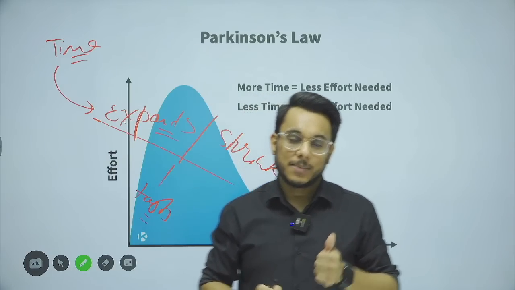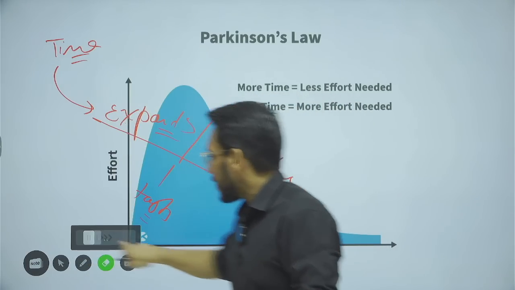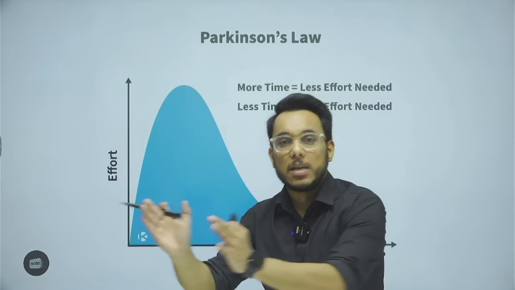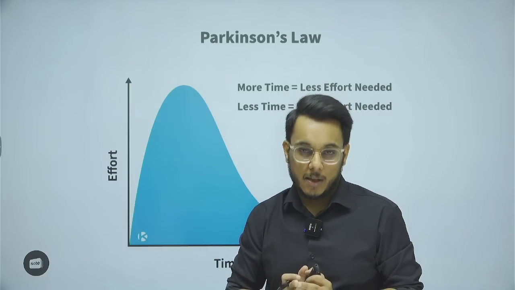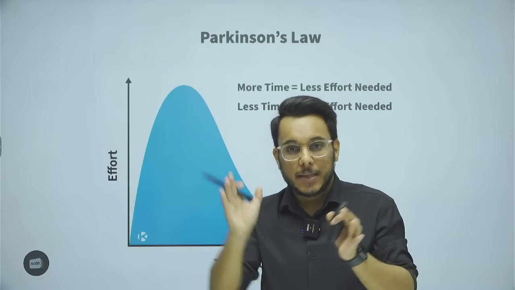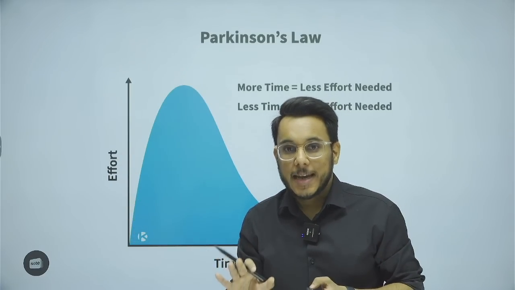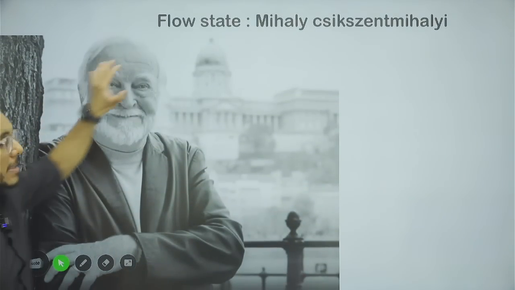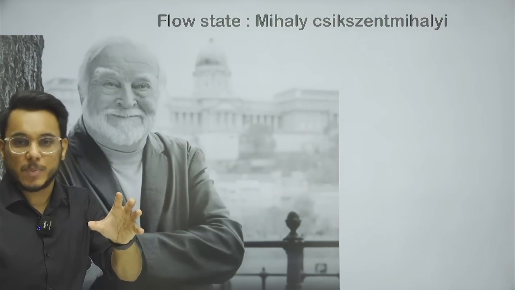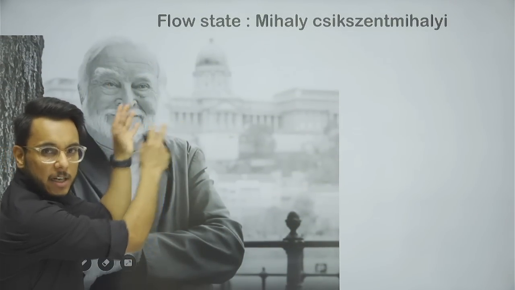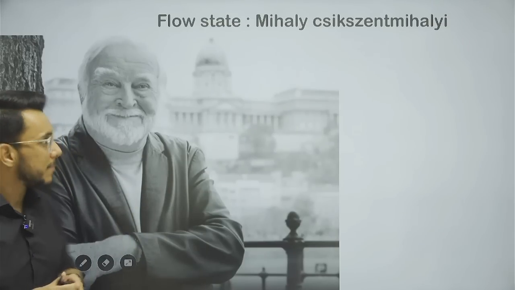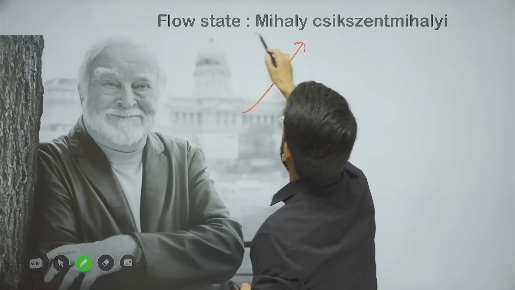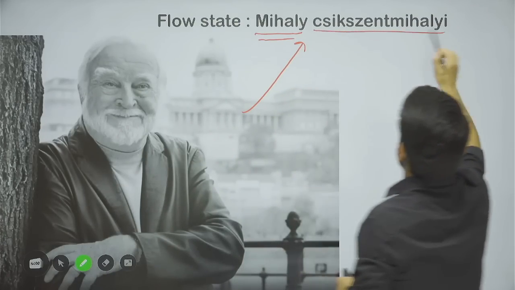Understand this particular thing, guys. Often what happens is that we are not able to evaluate properly how much time is to be given to a particular task. If you decide properly how much time is to be given, what can happen? You can actually achieve the concept of flow state. First of all, let me explain the flow state, and then I will connect it with Parkinson's principle and UPSC. So here we have this psychologist by the name of Mihaly Csikszentmihalyi.